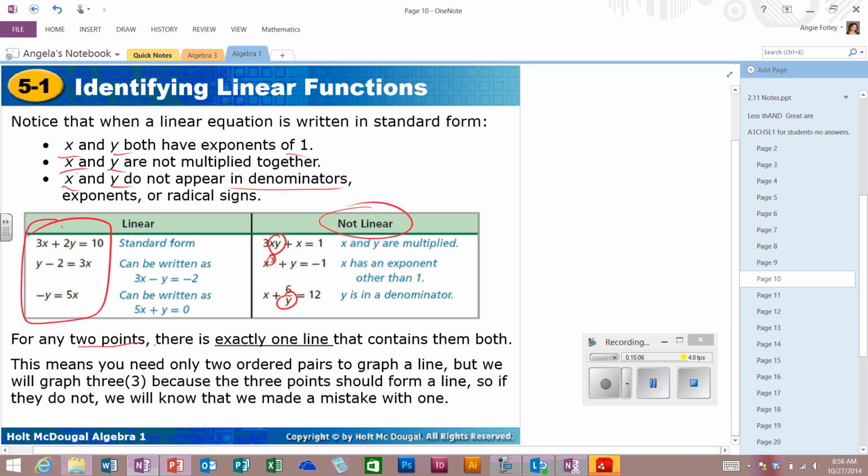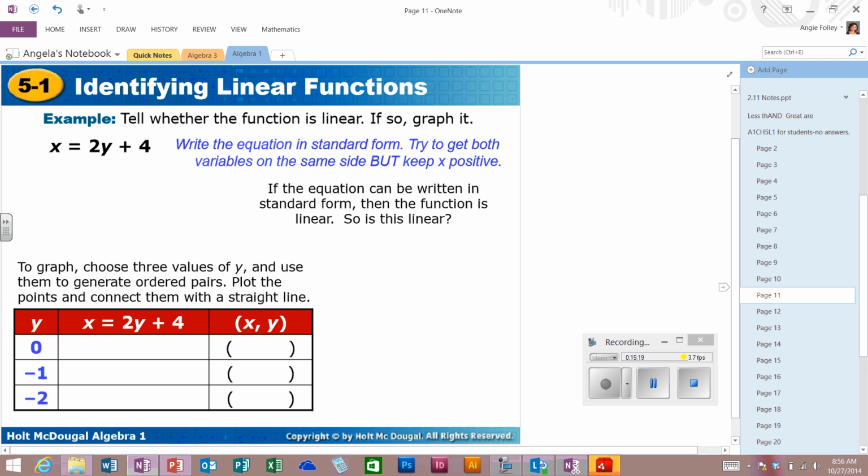And then just a reminder, for any 2 points, there's exactly one line that contains them. So if we want to graph something, they're telling you that you need 3 points to graph a line, just to make sure that we didn't make a mistake. All right, so we're going to do a little bit of it. We've got 2 slides left, so hang with me.